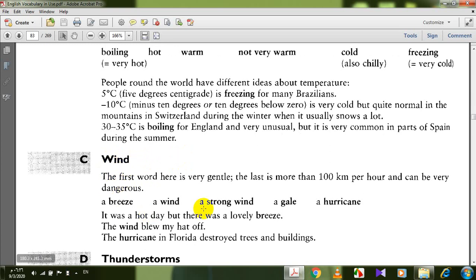A breeze, wind, a strong wind, gale, hurricane. A gale is a strong storm or wind. Okay, it was a hot day, but there was a lovely breeze. The wind blew my hat off. The hurricane in Florida destroyed trees and buildings.